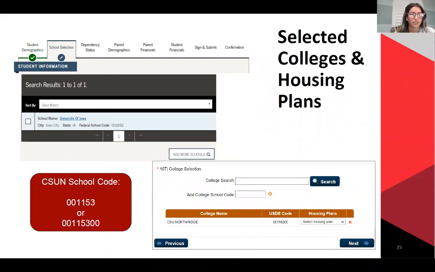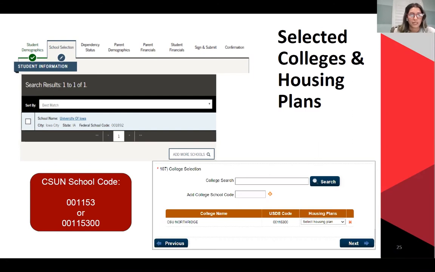You'll see your options will be on campus, so you'll be dorming, with parents or relatives, meaning you're living with mom and dad, or you're living with aunt, uncle, grandma, grandpa, or off campus. This means that you're renting an apartment on your own or you're living with roommates.